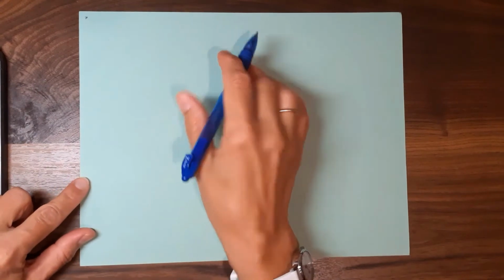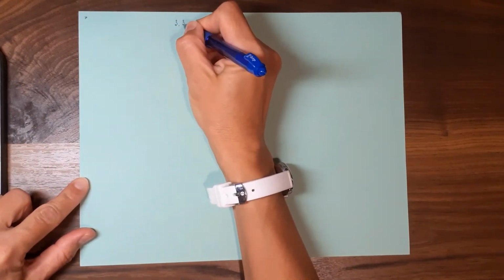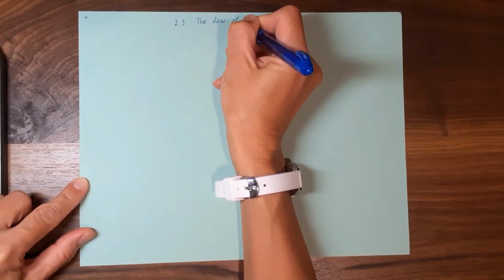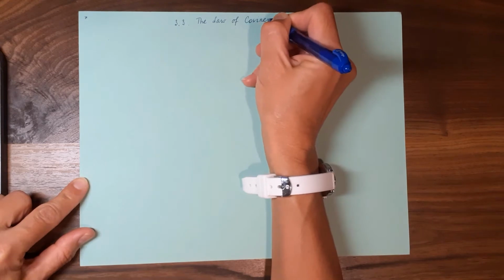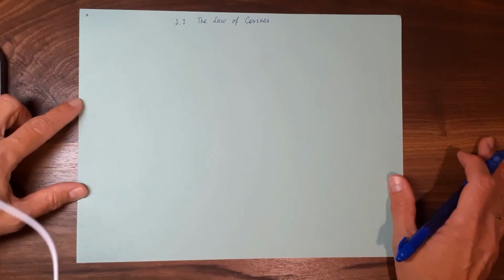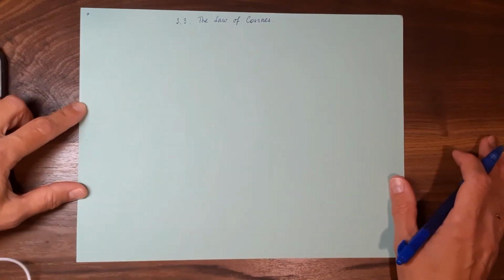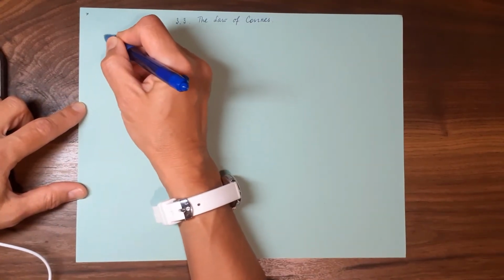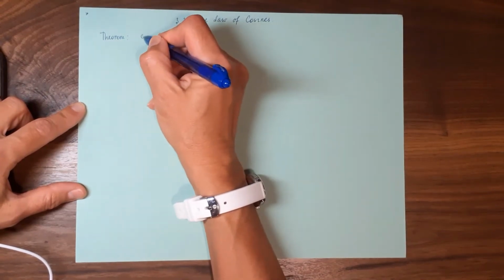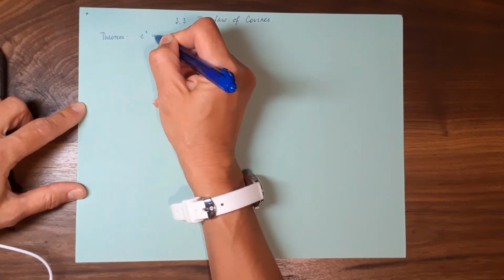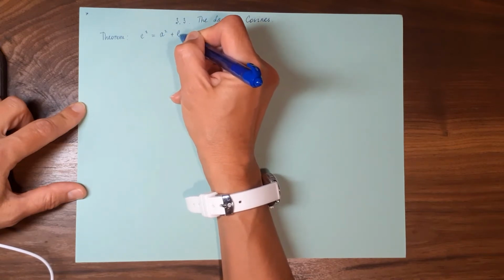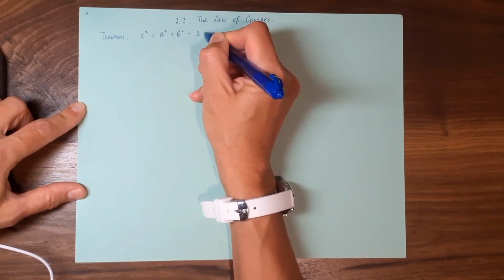Hello everyone, today we are doing section 3.3, the law of cosines. The law of cosines is a theorem which connects sides of a triangle with the angle between two sides. Let's set up the theorem. The theorem is going to look like this: c squared, one of the sides of the triangle, equals a squared plus b squared minus 2ab cosine of C.